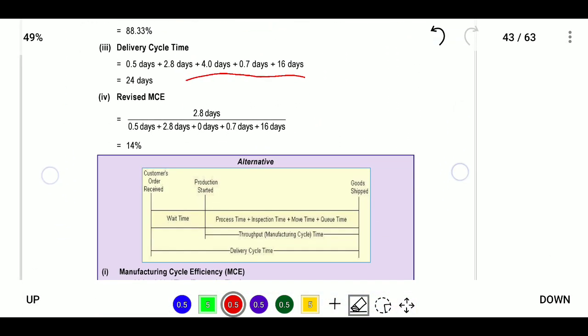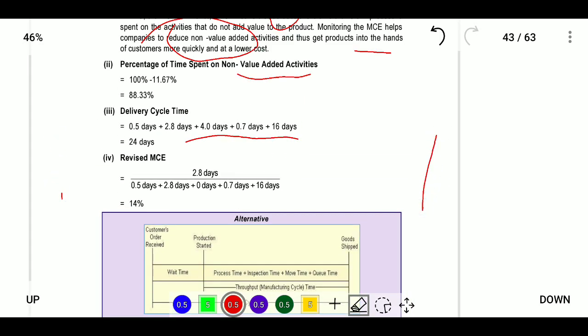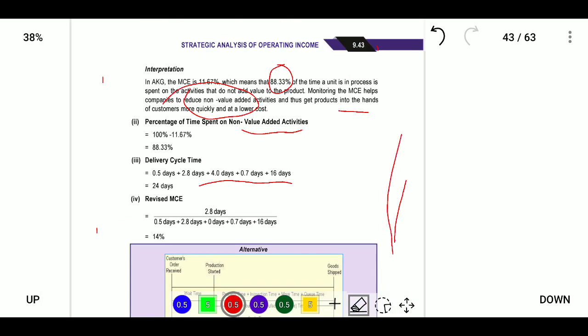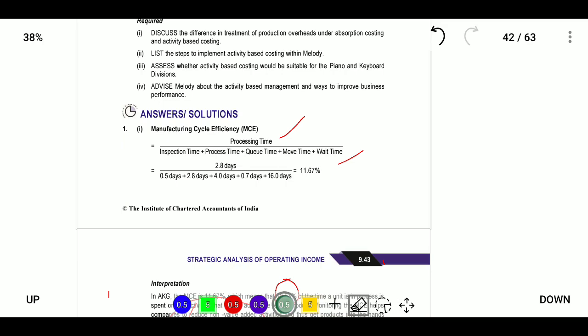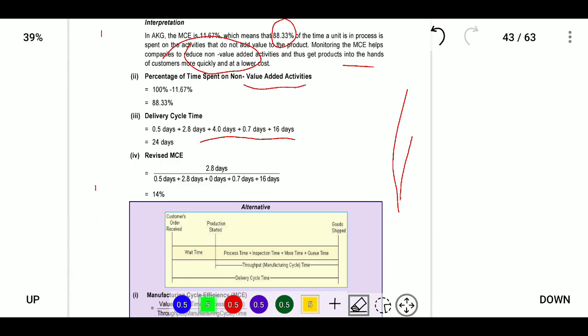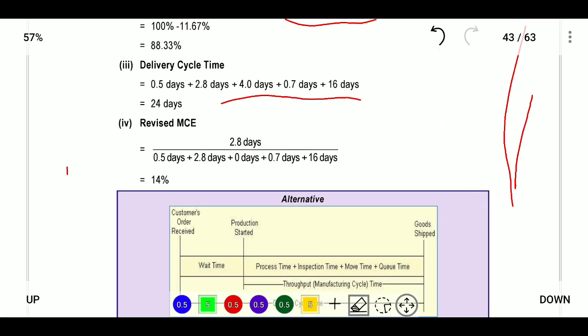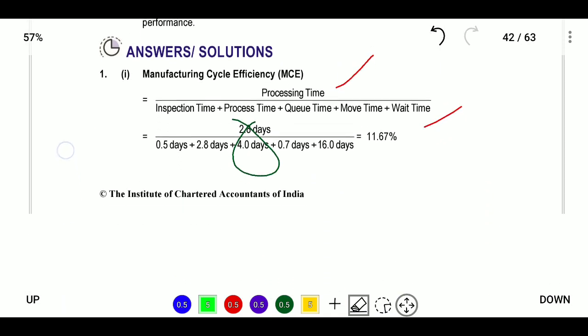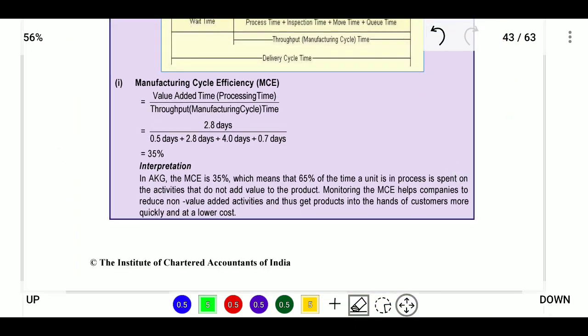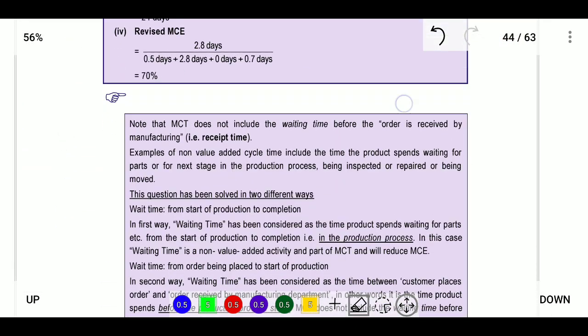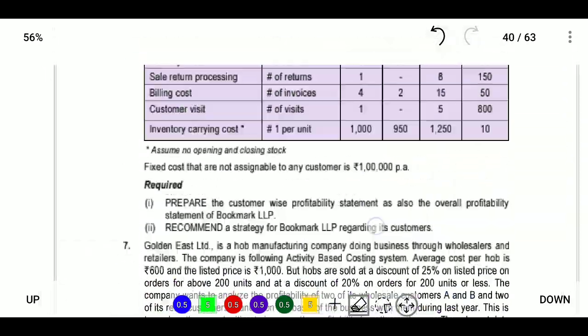Next, the revised MCE, eliminating the queue time. The queue time is 4 days and it will be eliminated, so we get a revised MCE of 14%. The old MCE was 11.67, and now it is 14%. So we are working efficiently for 14%, meaning 86% is non-efficient. They also provided an alternative way, but we do not need it, as we have calculated completely. Next, second question.